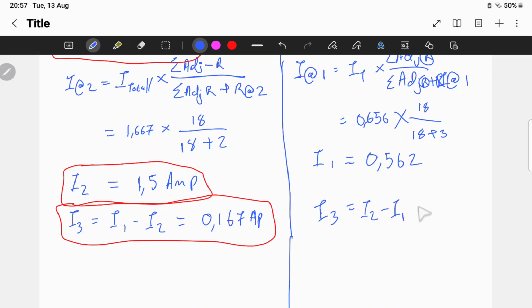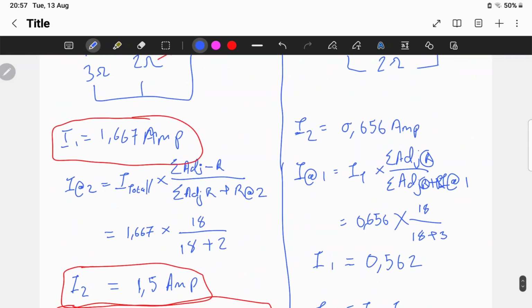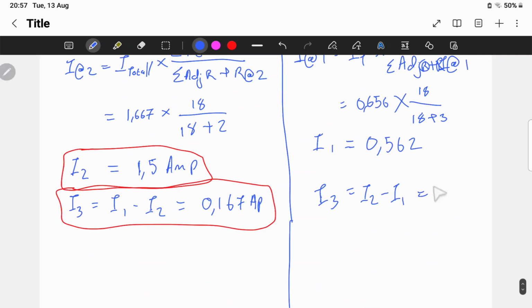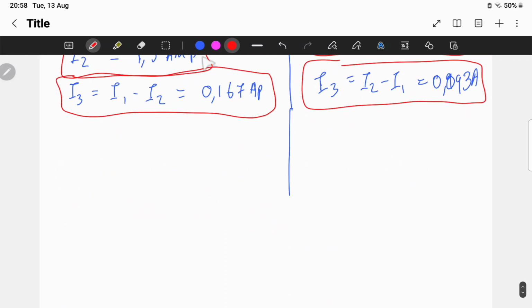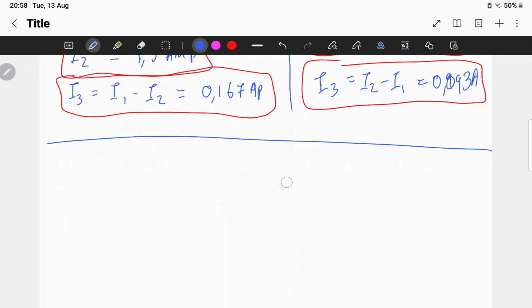I2 minus I1, which is equal to 0.656 minus answer, equals to 0.093 amps. So there we have I1, I2, I3. So basically what we're going to do now for our answer.